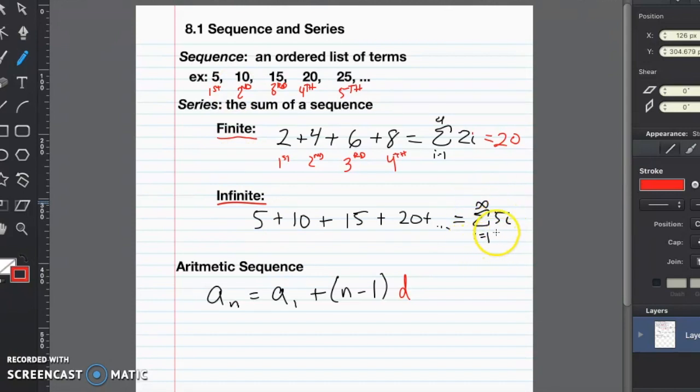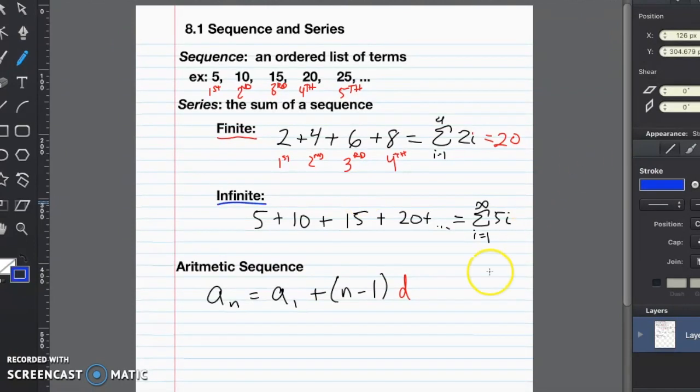Again, think of this as a list of instructions here, right? This is add everything up from the first term to infinity of this pattern, 5 times whatever position it is, right? So instead of having a finite position, this one only goes to the 4th term. I go all the way to the infinite term, I guess.